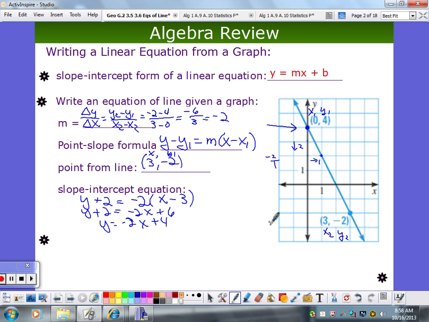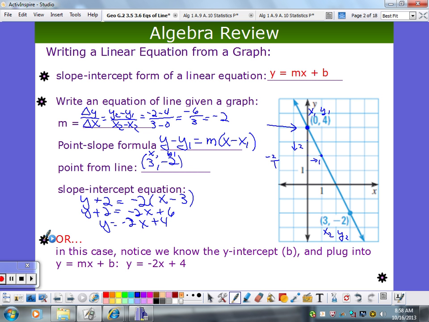Absolutely. If they're giving me the y-intercept, I figured out the slope already. If you know the slope and you know the y-intercept, you could have just said, well, if m is negative 2 and b is 4, my y-intercept, it's just going to be y equals negative 2x plus 4. So if you know the y-intercept, these are really easy. If you don't know the y-intercept, you can use point slope.